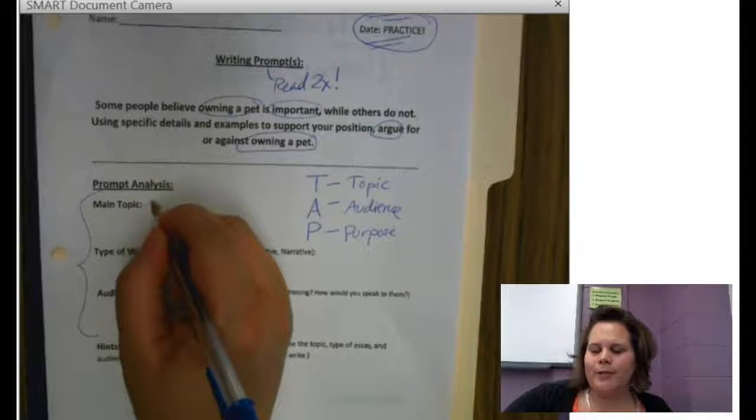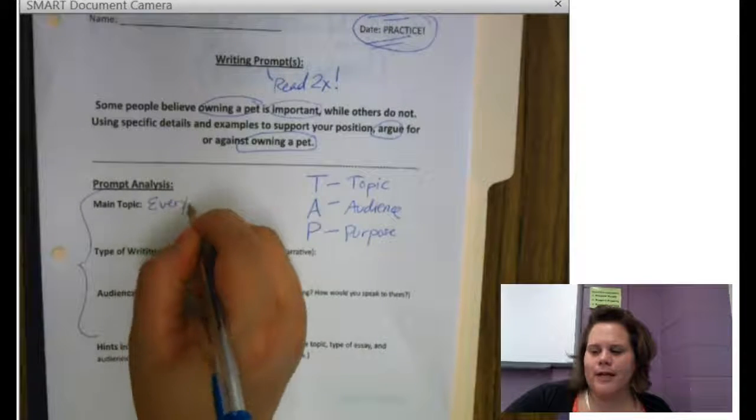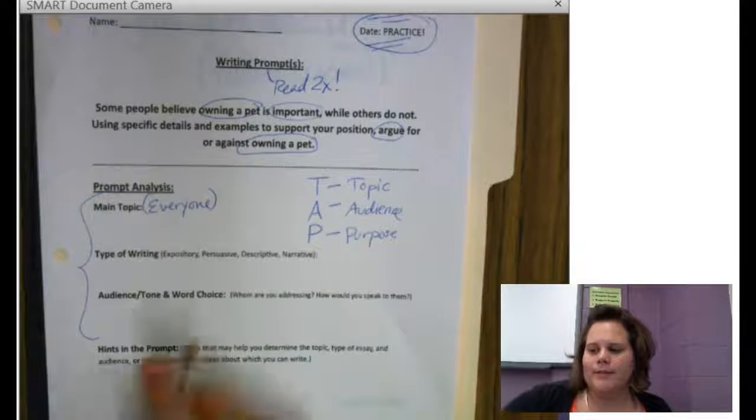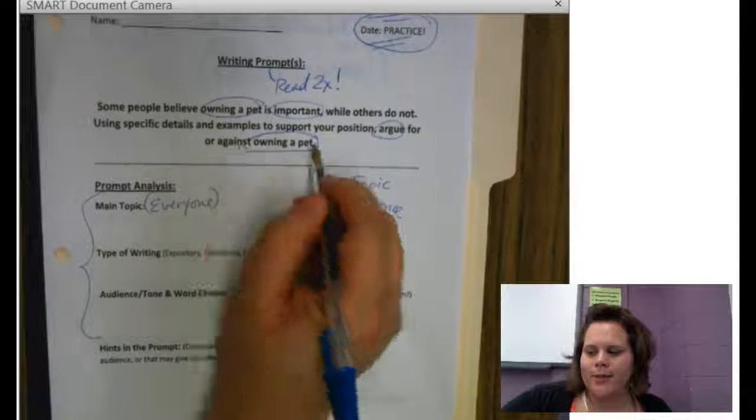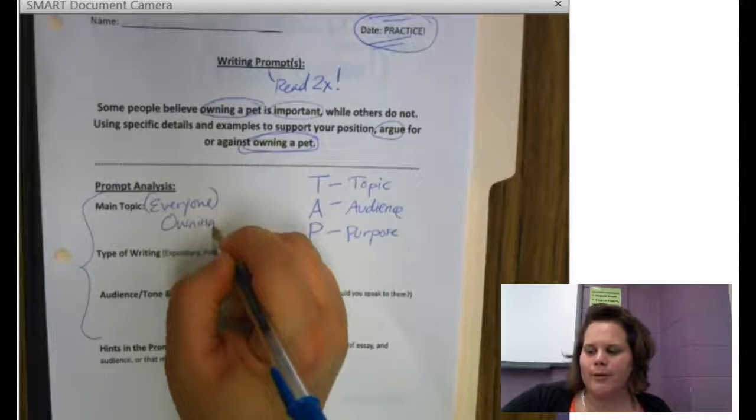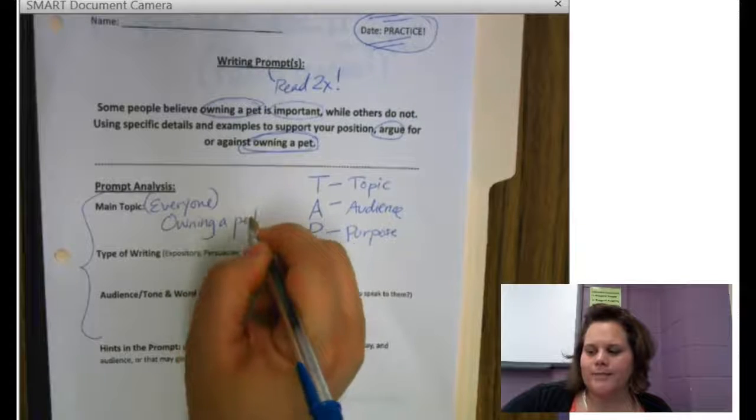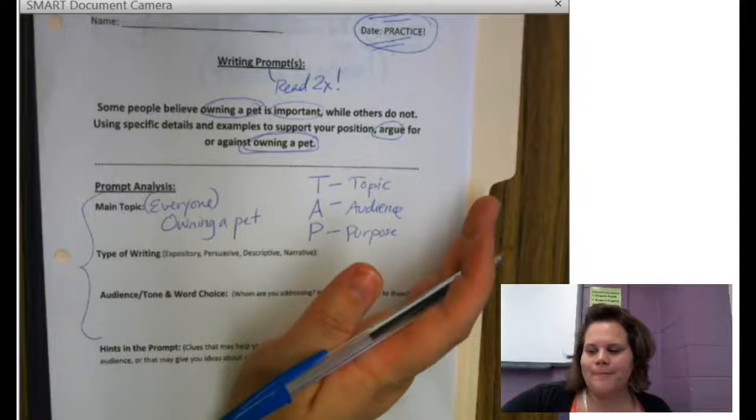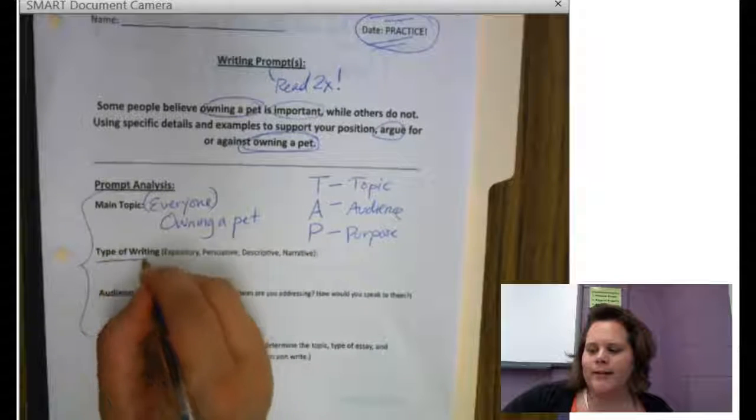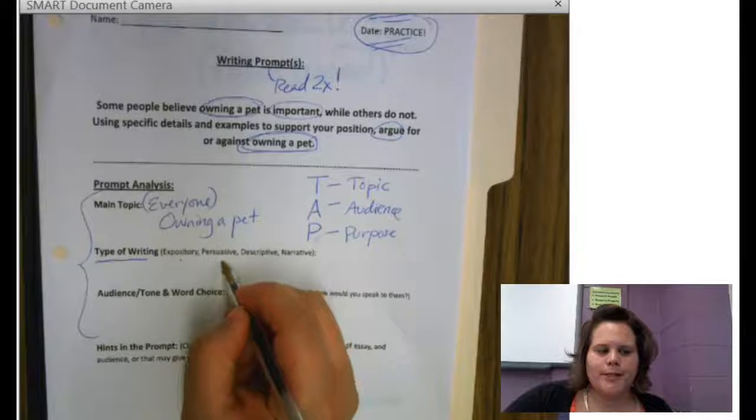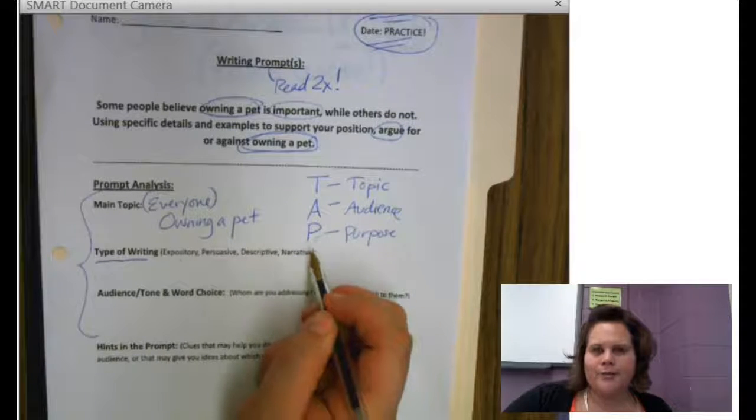Topic means what everyone is writing about. Everyone is writing about what? And in this prompt, it says owning a pet twice, so we're going to assume that everyone will be writing about owning a pet. That's your topic. Topic is what everybody's writing about. The type of writing, which would be our purpose, is expository, persuasive, descriptive, or narrative.